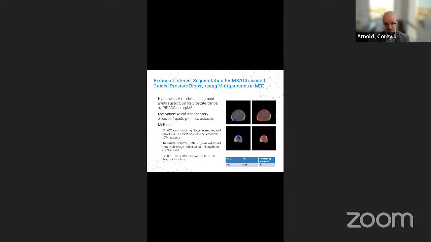So one of the first things we did was we wanted to take those radiologist contours and train a model to do cancer segmentation in MR space. And the hypothesis here being that a model can segment areas suspicious for prostate cancer on MP-MRI. And the motivation here was to avoid unnecessary biopsies or guide prostate biopsies more accurately.